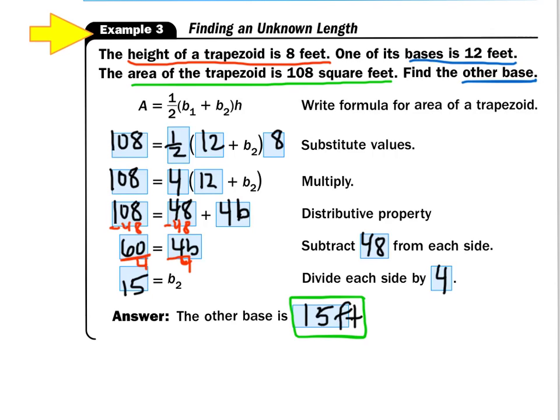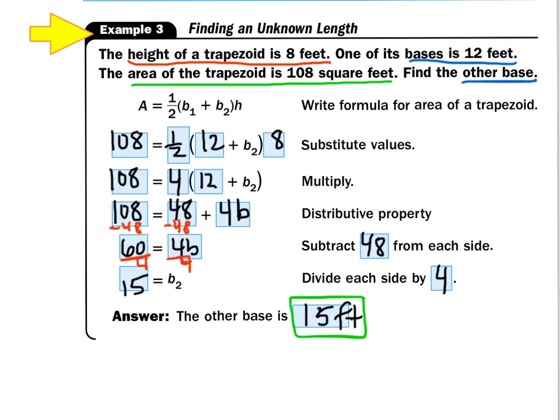So I'm going to substitute in what I know. I know the area is 108, so I replace it. I bring down the equal sign, bring down the 1/2. I'm going to put 12 in for one of the bases, plus, and then I'll leave the little base, the little b there. And then the height is 8. So now I'm going to do, watch, 1/2 times 8 is easy to do. I'm going to do that. So half of 8 gives me 4, and in parentheses I still have 12 plus b.